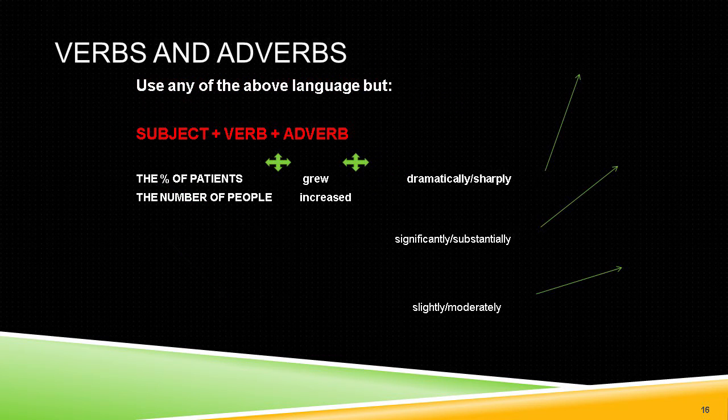As mentioned before, you also need a combination of verbs and adverbs. But you can still use exactly the same words as for nouns and adjectives, just in verb-adverb form. So the adjectives would become adverbs and the nouns would become verbs. So here you would put the subject first and then the verb and adverb. So for example, the percentage of patients, which would be your subject, grew dramatically.